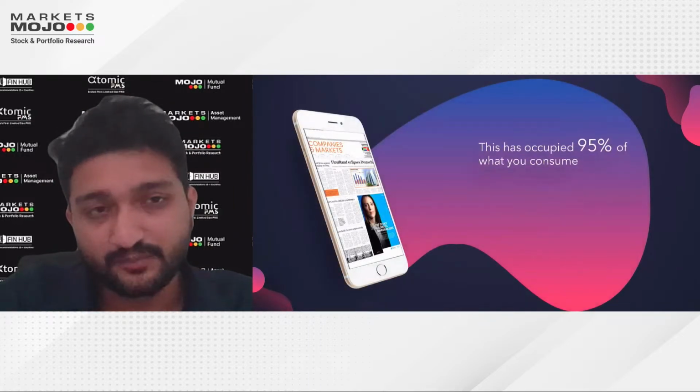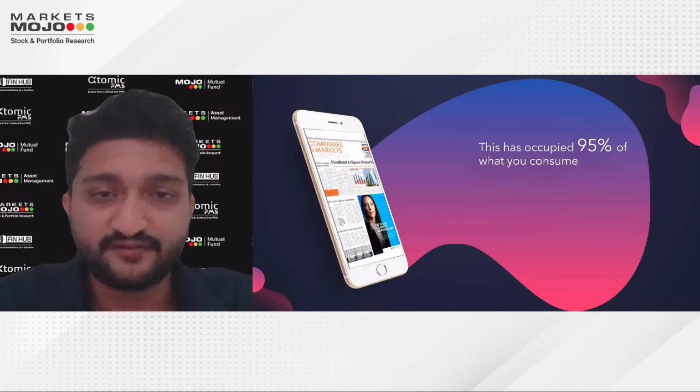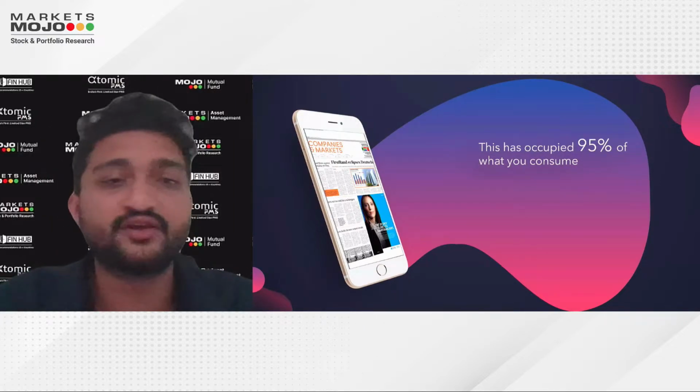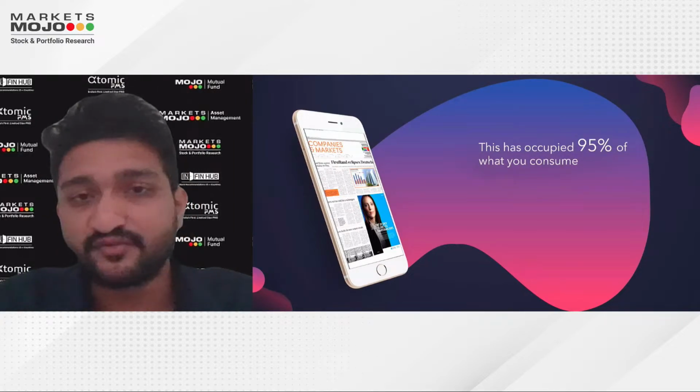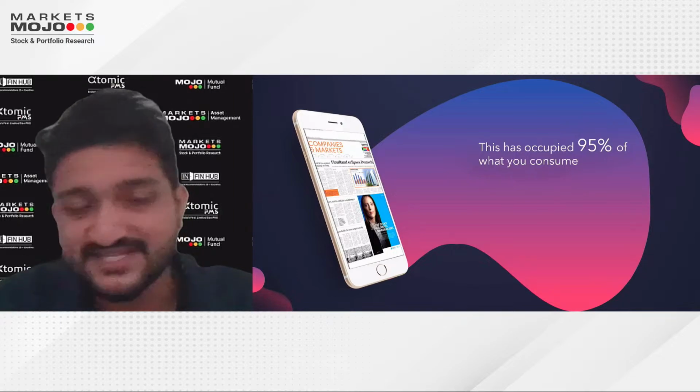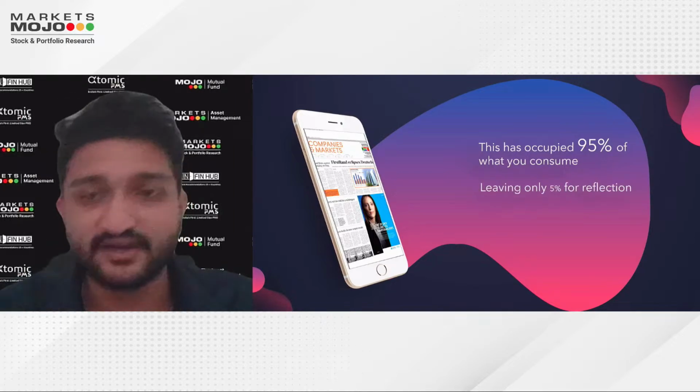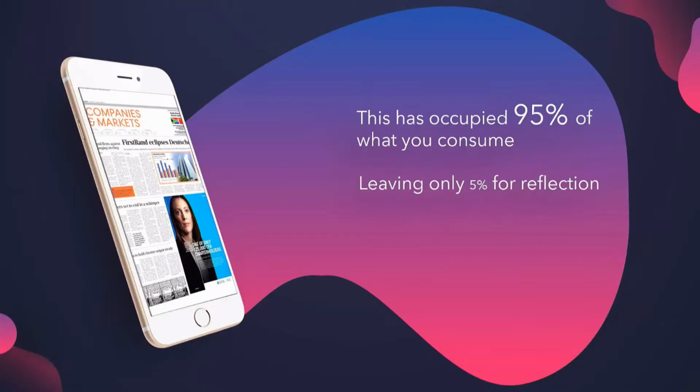This particular picture over here has occupied 95% of what you consume. The news articles you read today, 95% of what you consume is just on that particular screen or paper, leaving only 5% for reflection. So when we start off, I'll be showing you some rules or guidelines you all must keep in mind before you go ahead and read any particular news.